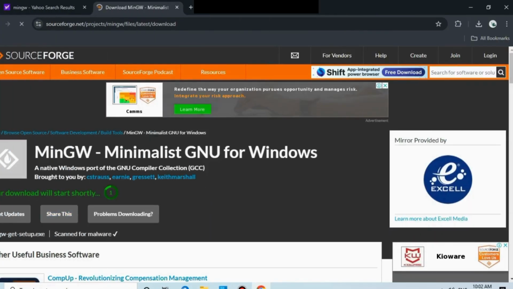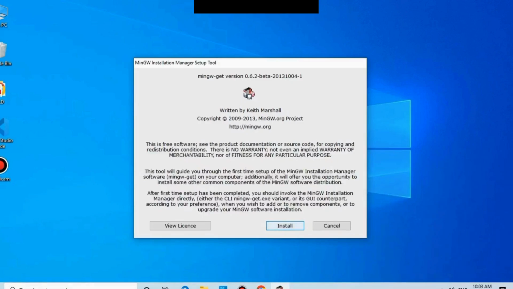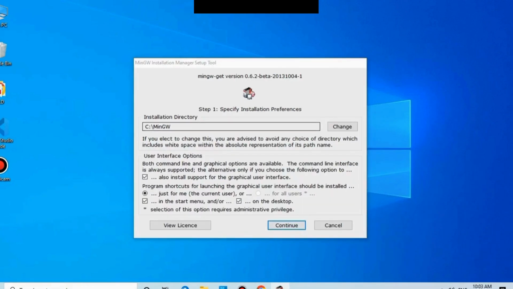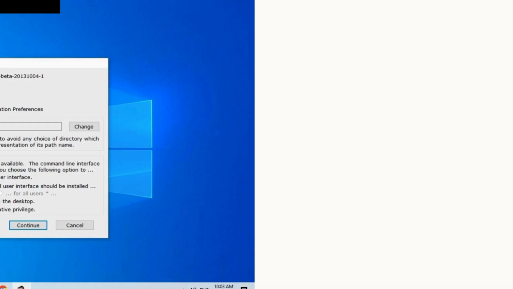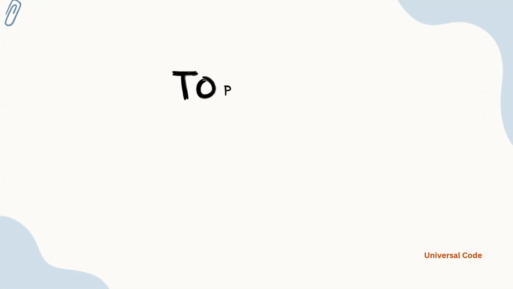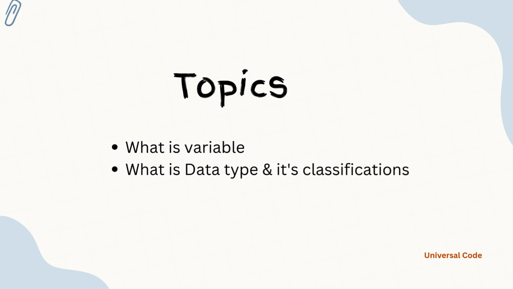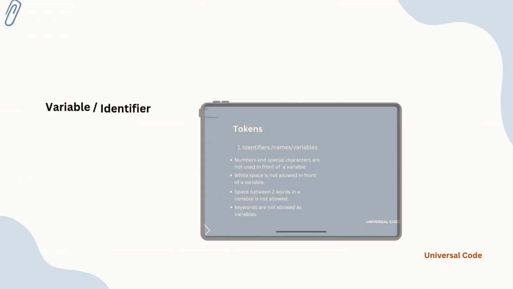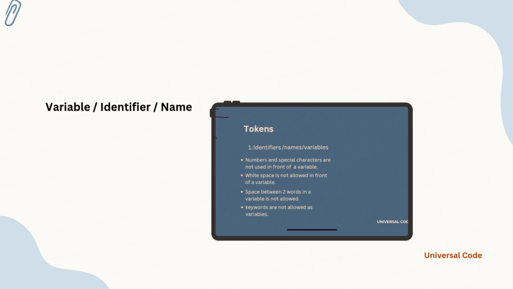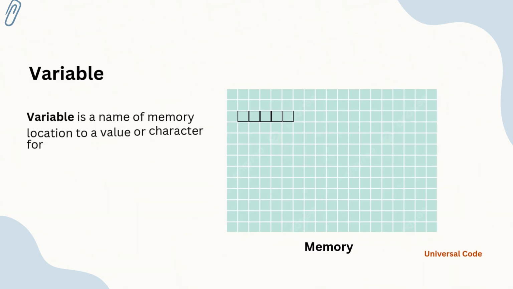In the previous session, we discussed how to download and install the GCC compiler. Now we discuss what a variable is, what a data type is, and its classification. We learned in the previous video that a variable is nothing but an identifier or a name. And a variable is the name of a memory location that holds a value or character, for calling when it is needed.